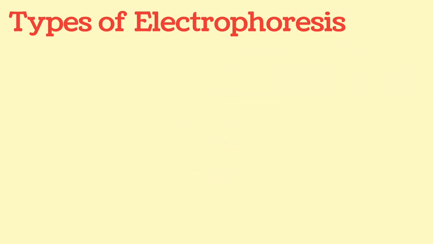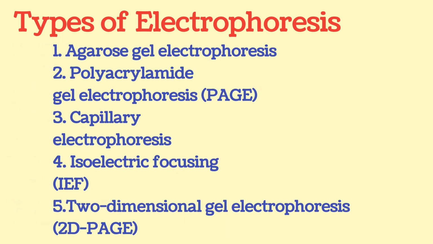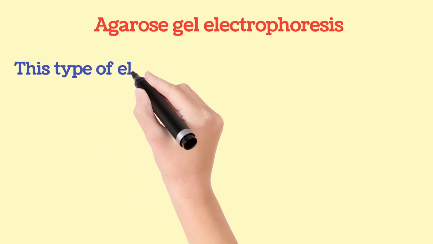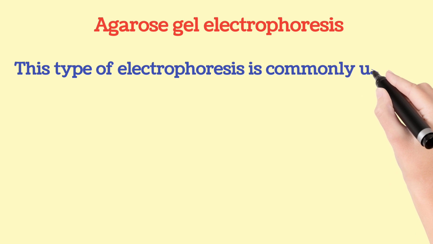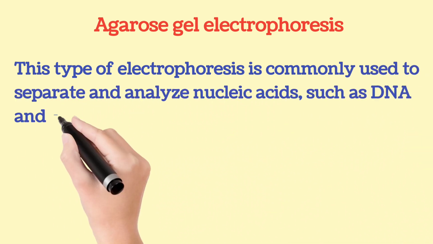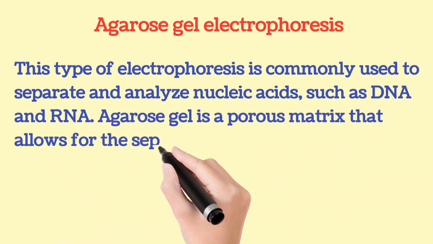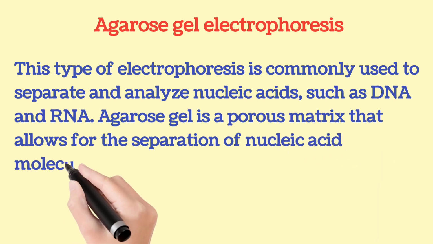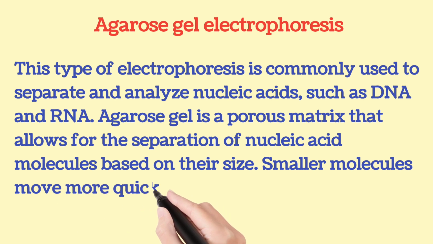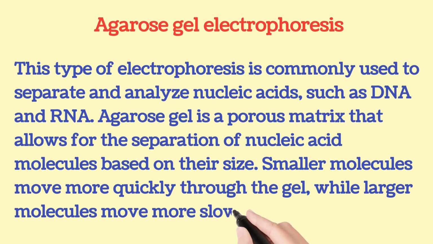There are several different types of electrophoresis, each with its own specific applications and advantages. 1. Agarose gel electrophoresis. This type of electrophoresis is commonly used to separate and analyze nucleic acids, such as DNA and RNA. Agarose gel is a porous matrix that allows for the separation of nucleic acid molecules based on their size. Smaller molecules move more quickly through the gel, while larger molecules move more slowly.